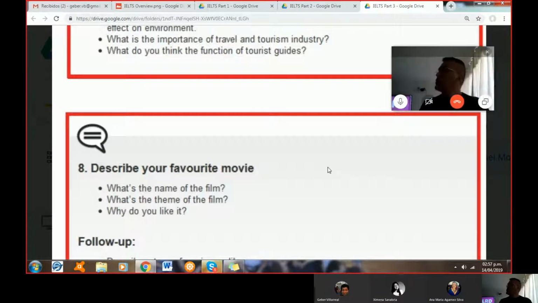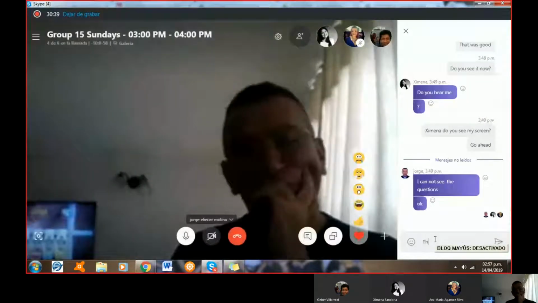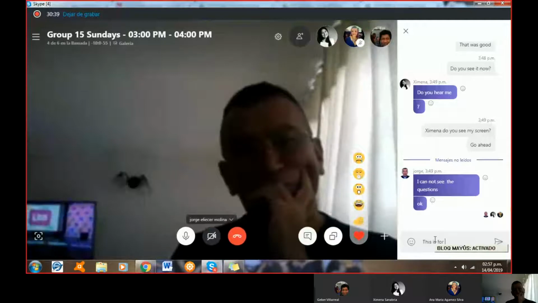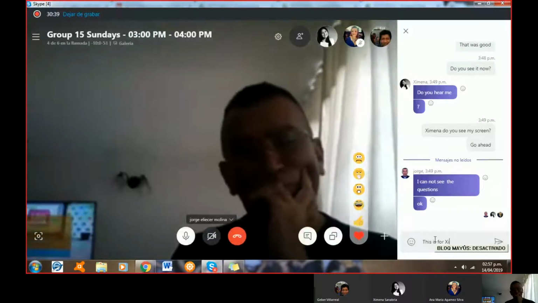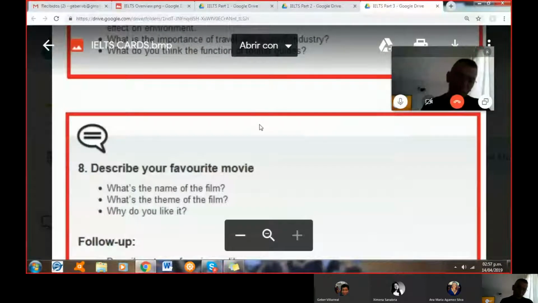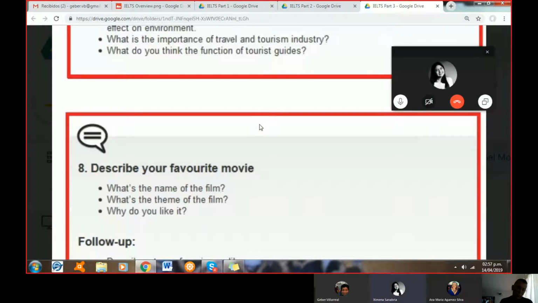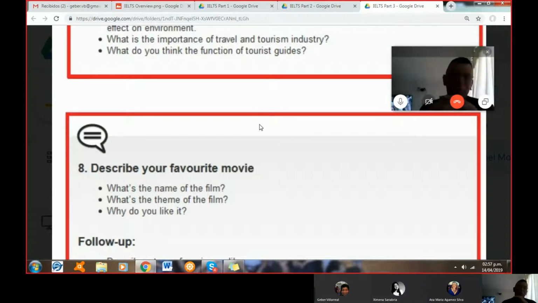Corazón. This is, este, una película favorita. Mm, Sorry for that. This is for Jimena. his name is the strategy of his name. That's what character. Strategy.